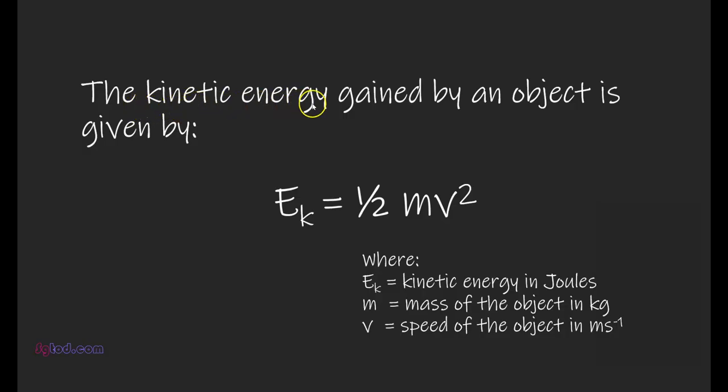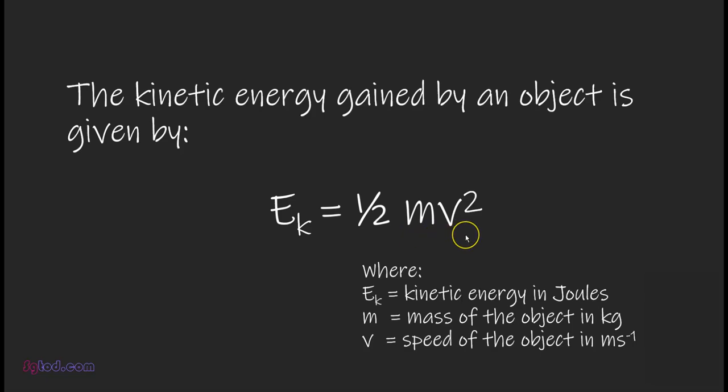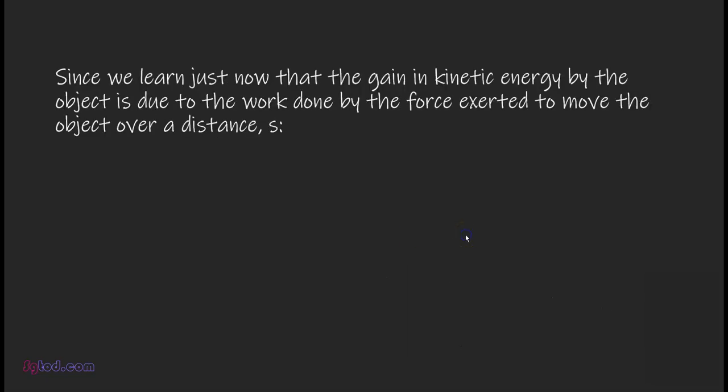The kinetic energy gained by an object is given by the following formula: Ek equals half mv squared, where Ek is the kinetic energy in joules, m is the mass of the object in kilograms, and v is the speed of the object in meters per second. Take note that this gain in kinetic energy by an object is equal to the work done by a force exerted to move the object by a distance of s. Hence, work done equals force times distance s, which is also equal to half mv squared.